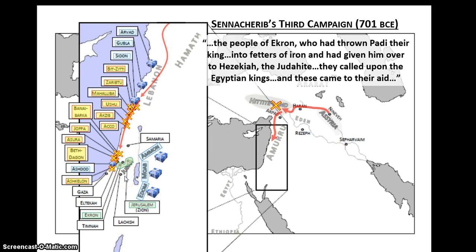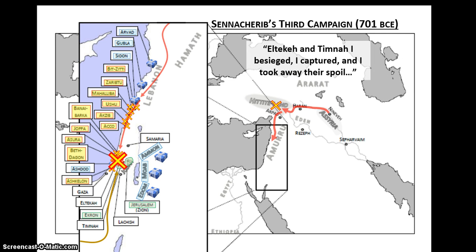So King Sennacherib of Assyria hears about this alliance, and he comes down to attack Ekron and Jerusalem. And the city of Ekron calls on Egypt to help. So there you have Egypt. So there is a great battle between Assyria, the people of Ekron, the people of Jerusalem, and the armies of Egypt. And Assyria defeats this alliance. So, after that, he says that Eltekeh and Timnah, two other cities, he besieged, I captured, and I took away their spoil.